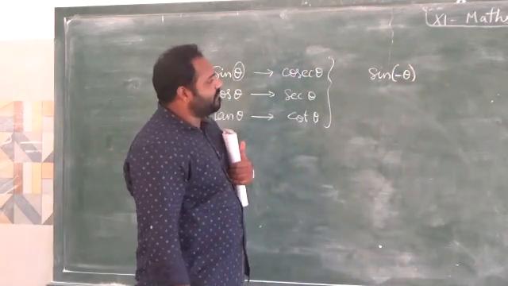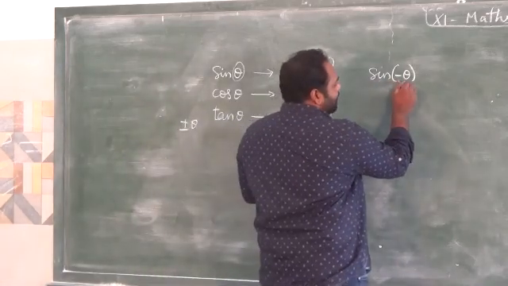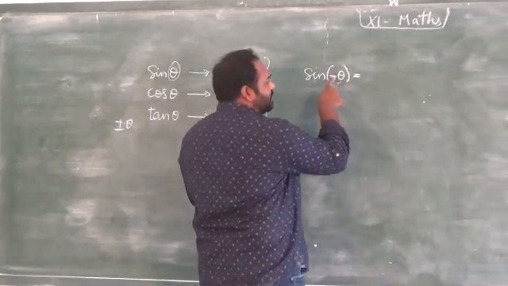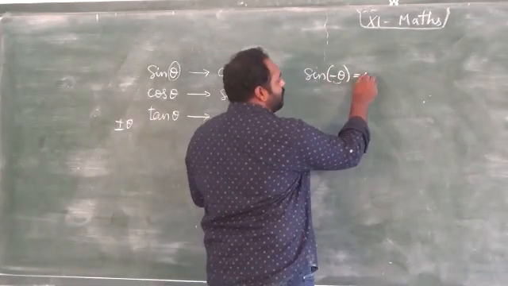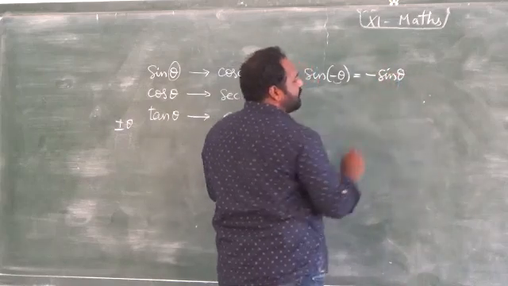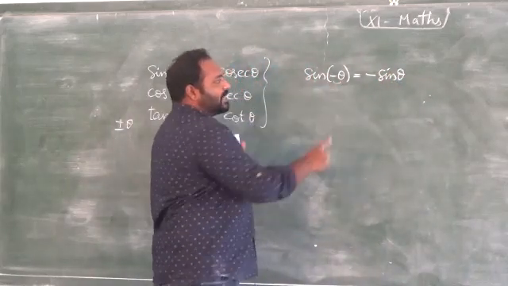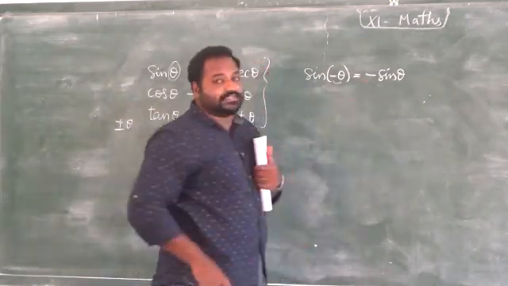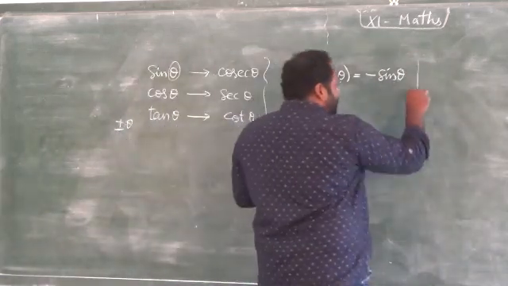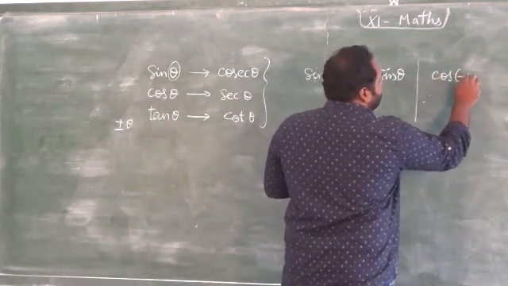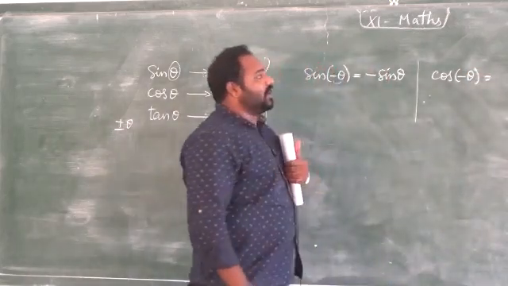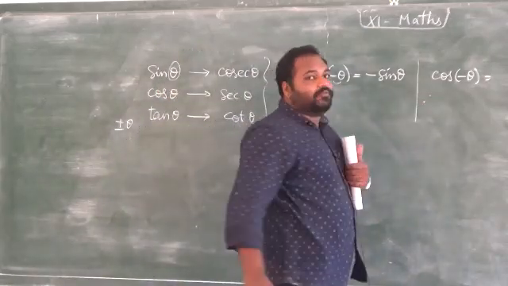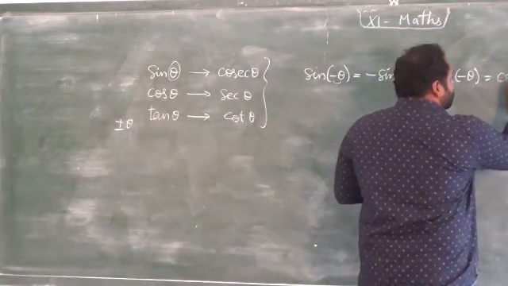When you want to write sine of minus theta, the theta is negative here. We can write this as minus sine theta. The minus will come out, and the whole function will become negative. So when the argument is negative in the sine function, the whole function will be negative. In cos of minus theta, when the argument theta is negative in the cos function, the whole function will become positive.